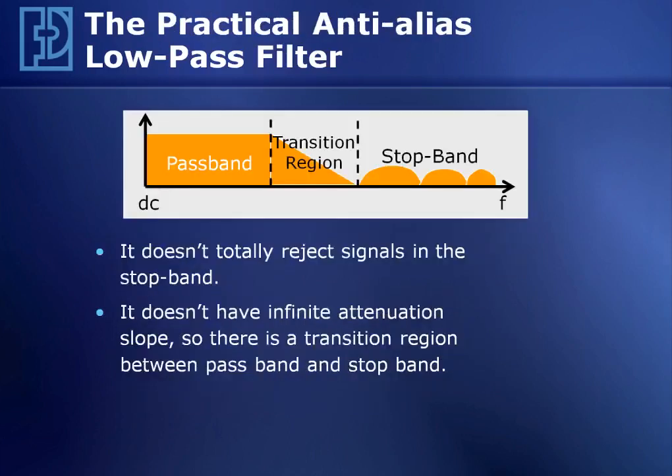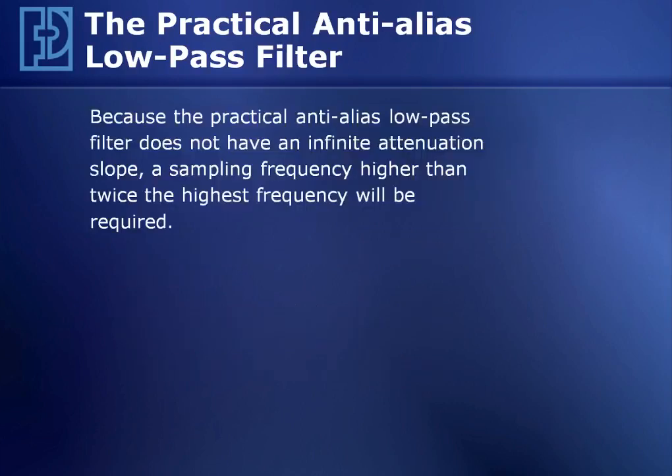So to have a realizable filter, we have to have a transition region, as we've seen in the filters we've studied. That's a finite attenuation slope from passband to stopband. The passband may have some amount of attenuation as you get close to the cutoff frequency, and the stop band itself also has a finite amount of attenuation. So in order to deal with the practical anti-aliasing filter, in that it doesn't have an infinite attenuation slope, a sampling frequency higher than twice the highest frequency of interest will be necessary.